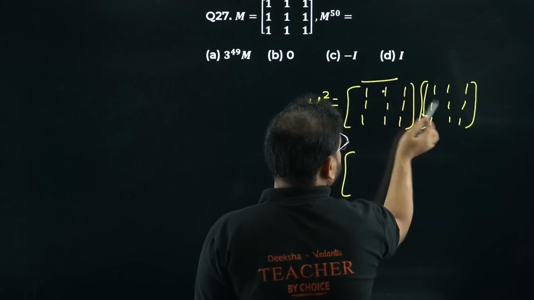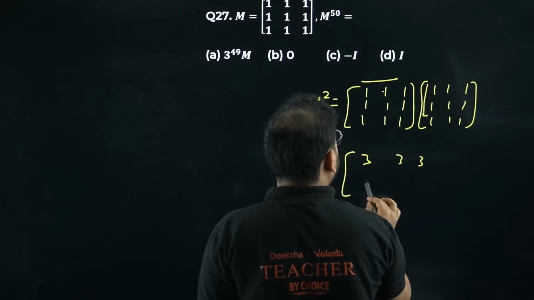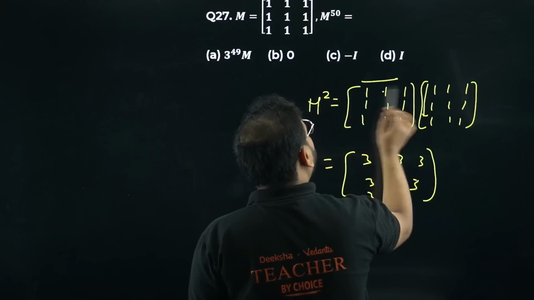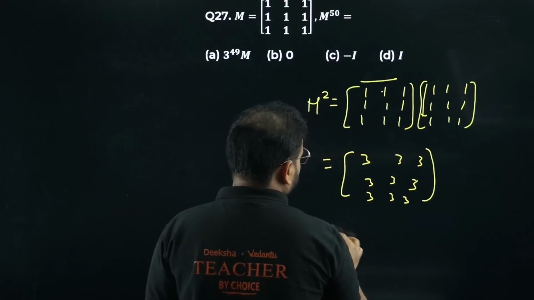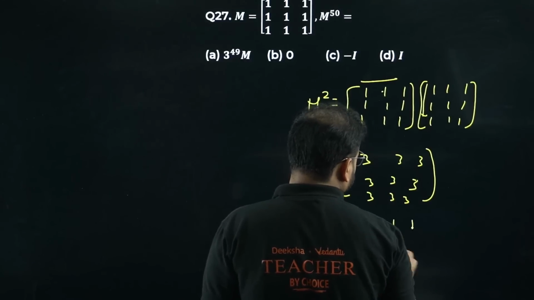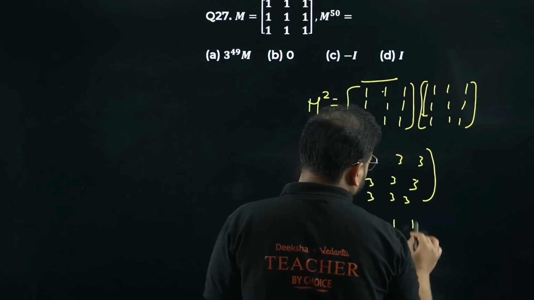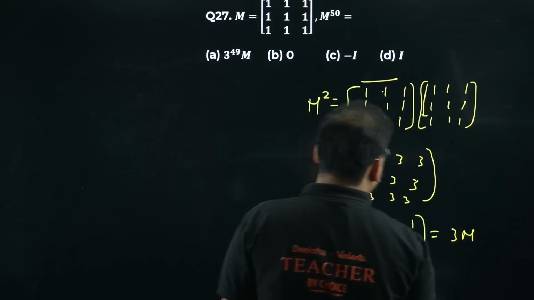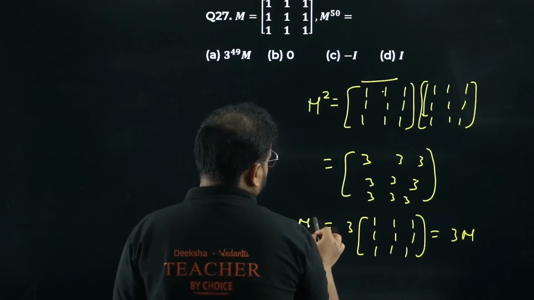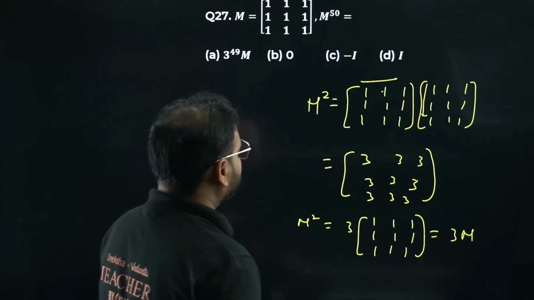I get here 1 plus 1 plus 1. You can see the trend: 3, 3, 3, 3, 3, 3, 3, 3, 3. Right now, 1 into 1, 1 into 1 into 1. 3 will not come, no? Take 3 common here. You get here the matrix of all 1s. Please check. Basically 3M. So my value of M square is coming as 3M, right?